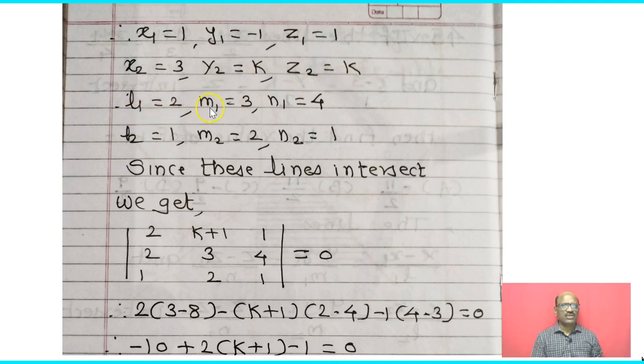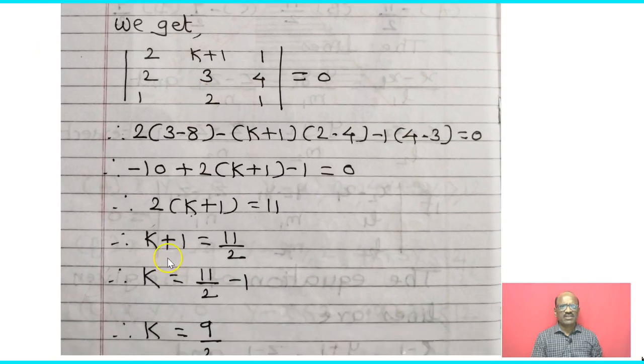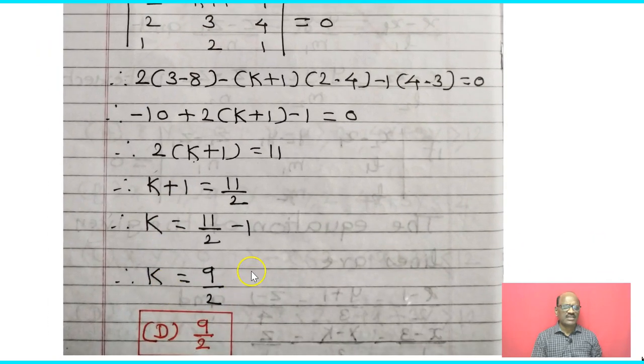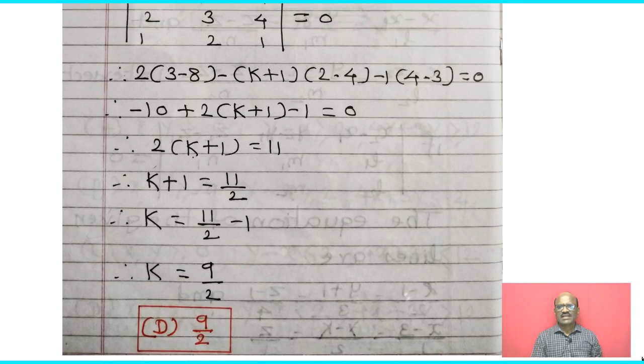L1 is 2, M1 is 3, N1 is 4. L2 is 1, M2 is 2, N2 is 1. And since the lines intersect, we get the determinant with rows 2, k plus 1, 1; 2, 3, 4; 1, 2, 1 equal to 0. Solve this determinant and you will get the value of k is equal to 9/2. Hence option D is the correct one.